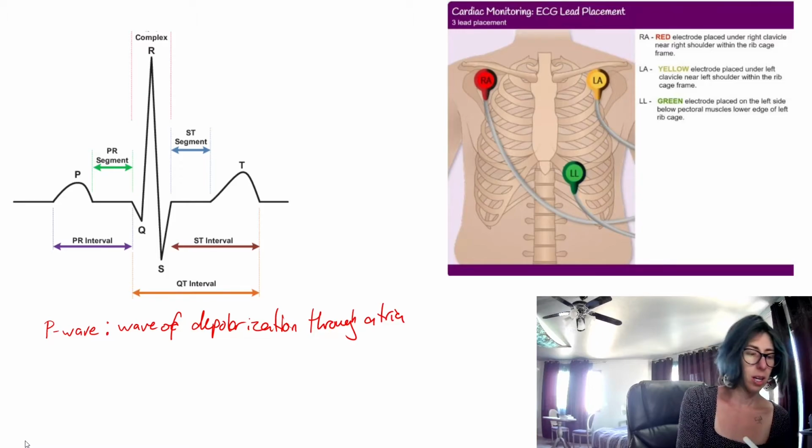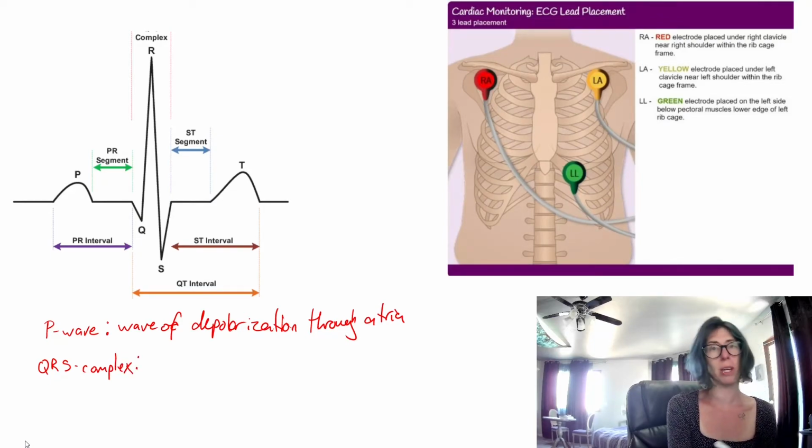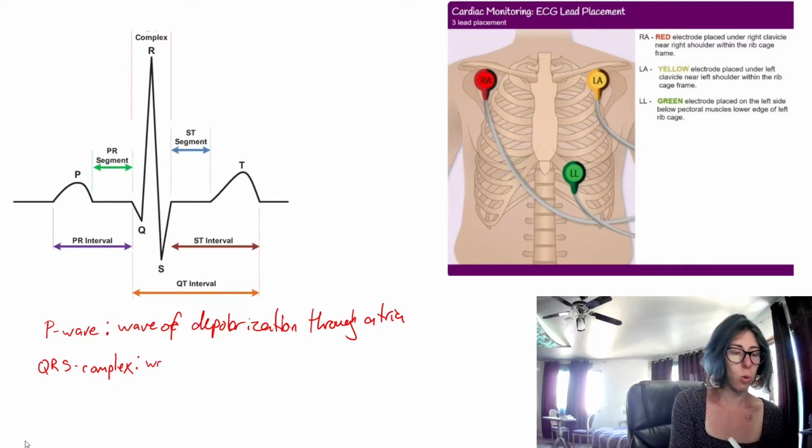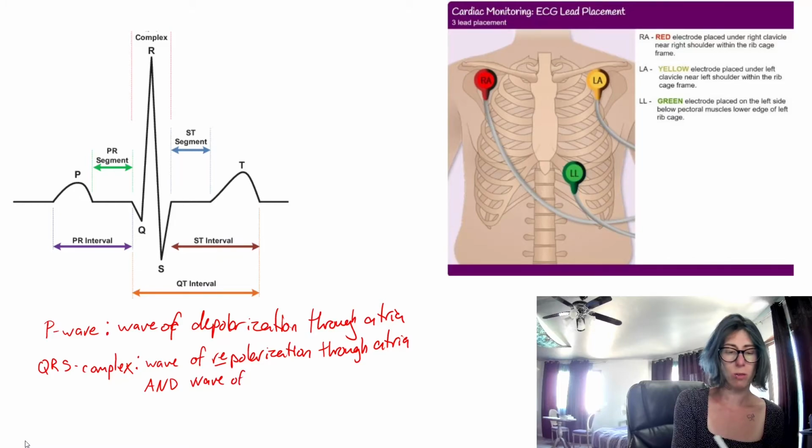The QRS complex shows you two things simultaneously, because there's two things happening at once in the heart at this time. You have a wave of repolarization through the atria and a wave of depolarization through the ventricles.